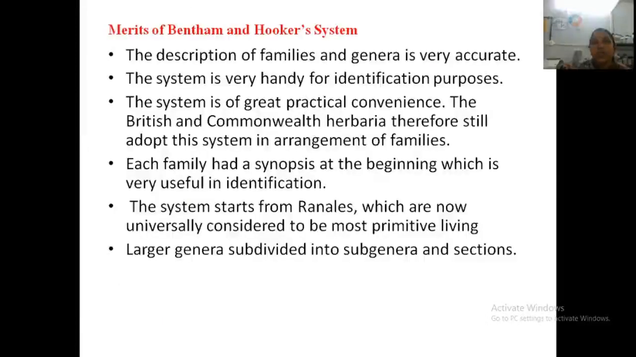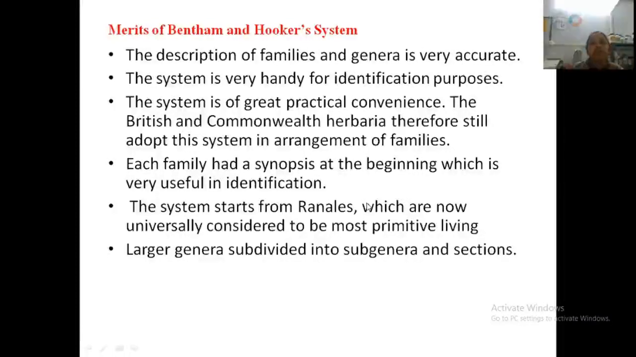Clear? Now next we can move on to merits and demerits of Bentham and Hooker system of classification. What are the merits? The description of families and genera is very accurate. Then this is very easy, very handy for identification purposes. Then the British and Commonwealth herbaria, most of the herbaria are based on this system. Then it is very useful for identification also. The system starts with the order Ranales in Thalamiflorae, because it is considered as the most primitive.